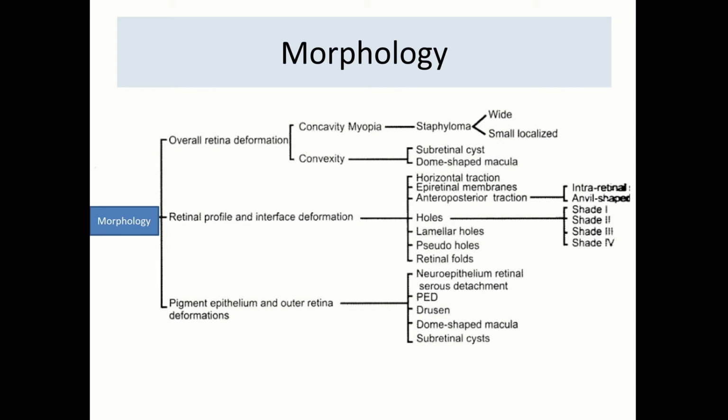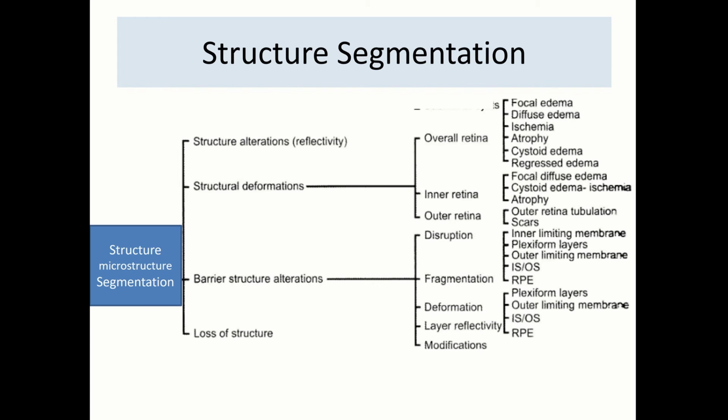deformation. For overall retinal deformation, you see concavity in myopia, staphyloma, wide or small. For convexity, if there is subretinal cyst or dome-shaped macula. For retinal profile and interface deformation, you can get horizontal traction, epiretinal membrane, anteroposterior traction, holes, lamellar holes, pseudoholes, retinal folds, while pigment epithelium and outer retinal deformations are seen in PED, drusen, dome-shaped macula, and subretinal cyst.